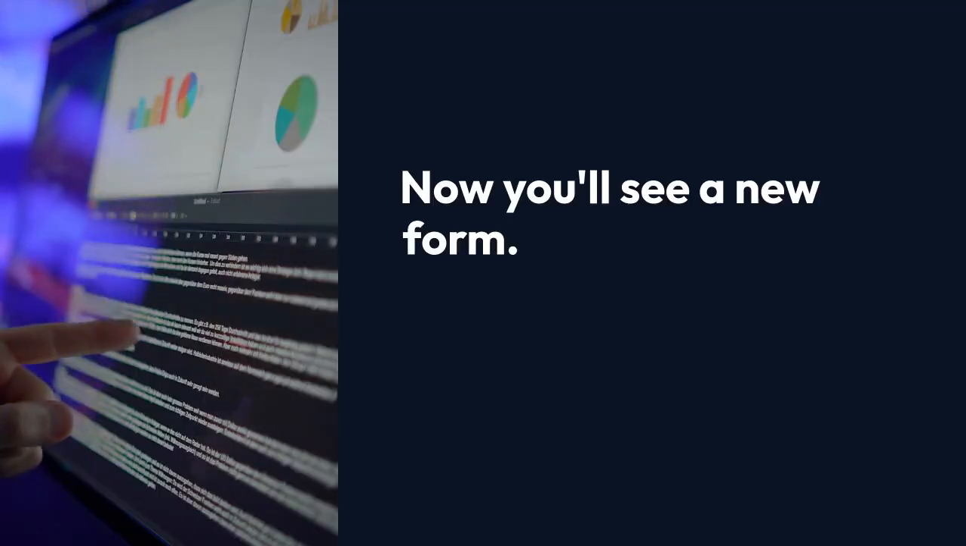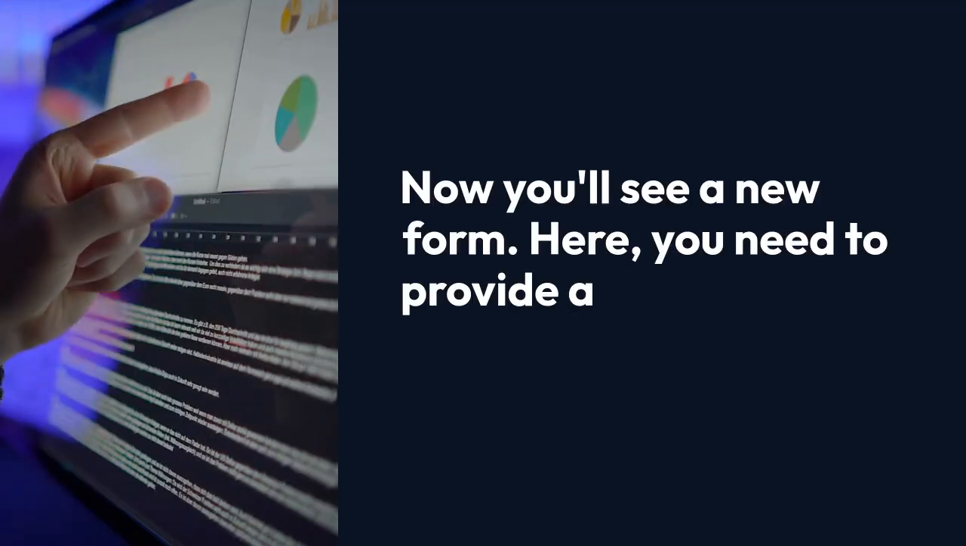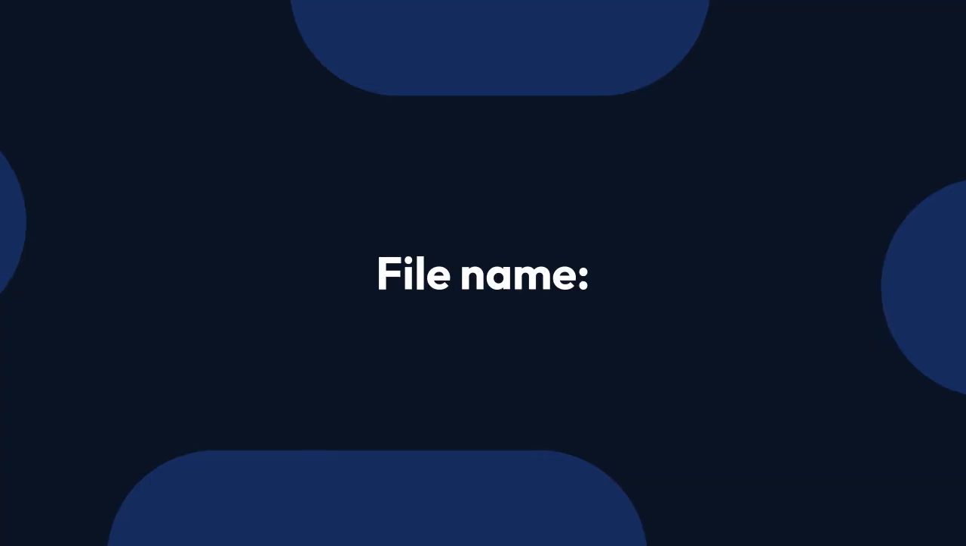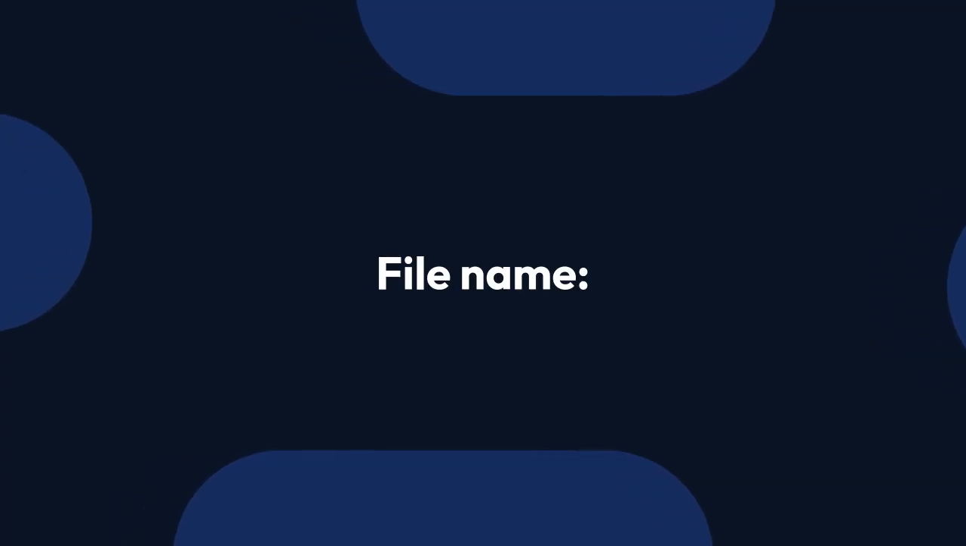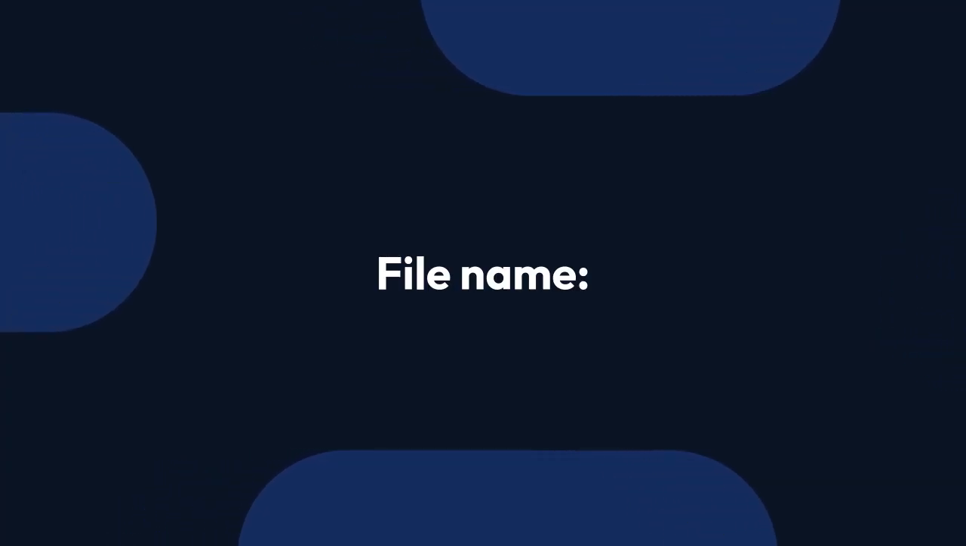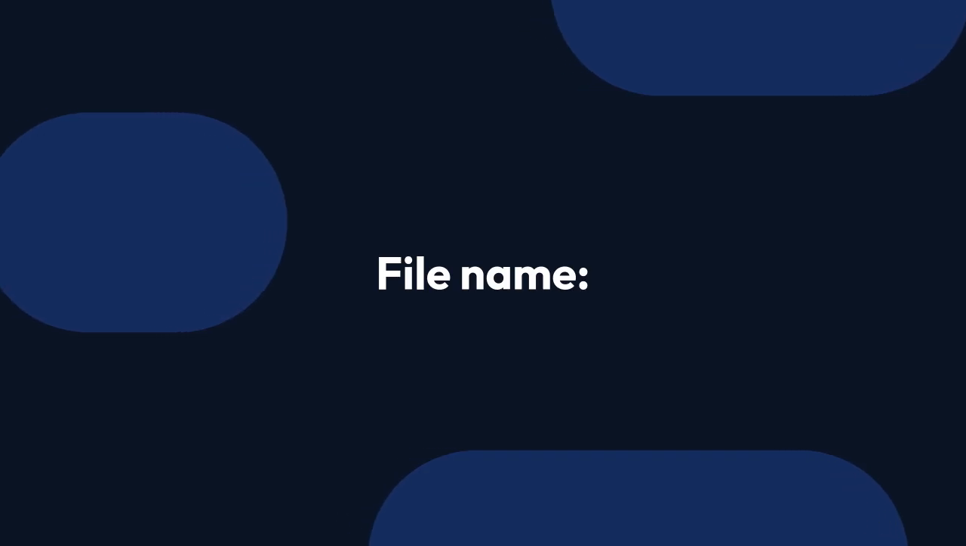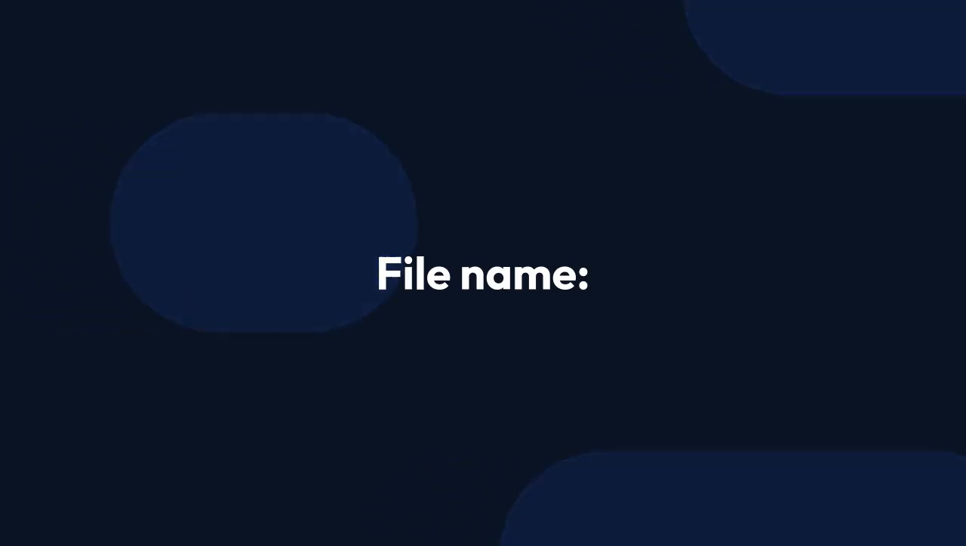Now you'll see a new form. Here, you need to provide a few details. You'll give it a file name, and remember, this name cannot contain spaces. Then, you'll give it a template name. This is the friendly name you'll see when you're looking for your template later, so make it descriptive. You can also add a short description to remind you what the list is for.